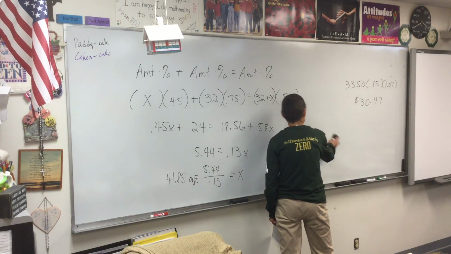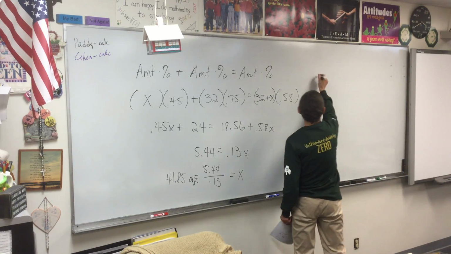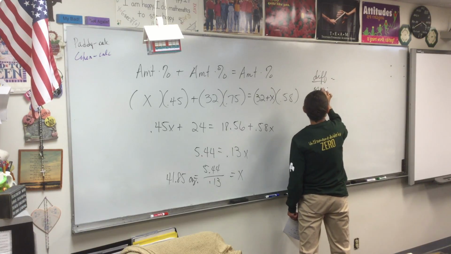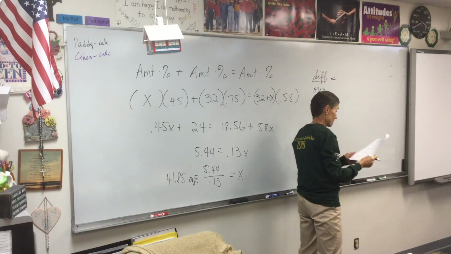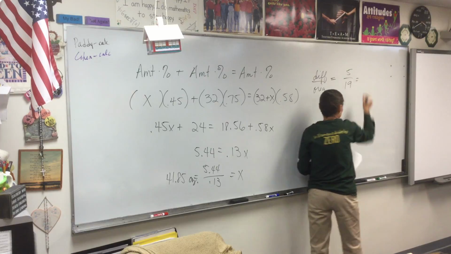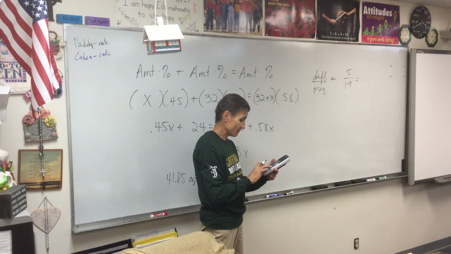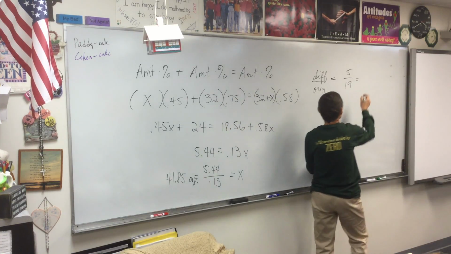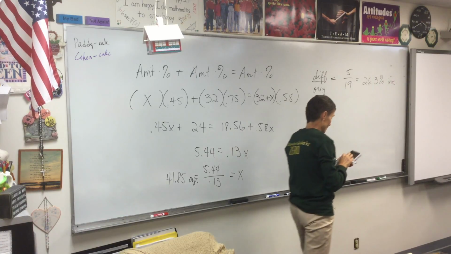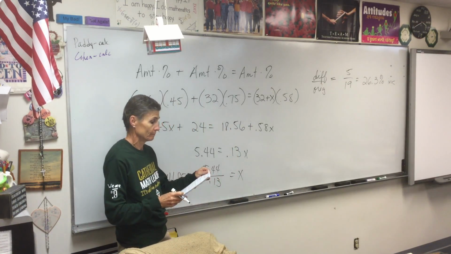Who remembers how we do this? It's what? Difference over original. Perfect. So, what is the difference? 5. What was the original? 19. So we'll just do that division and that will be the answer to the question. 5 divided by 19, about 26.3% increase. They won 26% more games this year than they did last year.